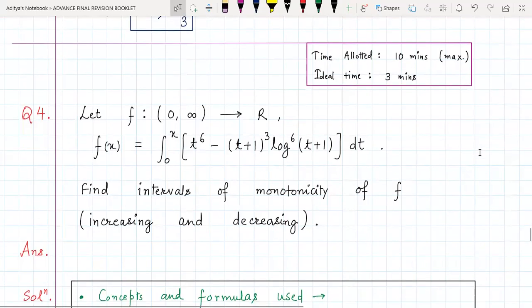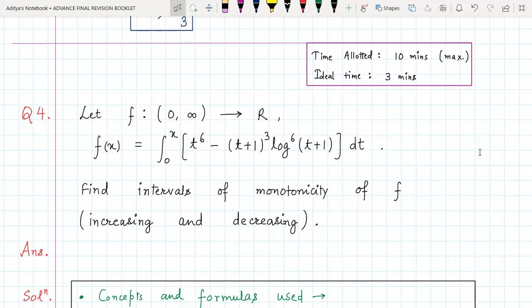Today we have an amazing question from the chapter of AOD, monotonicity and maxima minima. The question says, f is a function from 0 to infinity to real numbers. It is defined as integral from 0 to x of the function (t^6 - t + 1)^3 into (log(t+1))^6 with respect to dt. And we are being asked to find the intervals of monotonicity of the function f, increasing and decreasing.